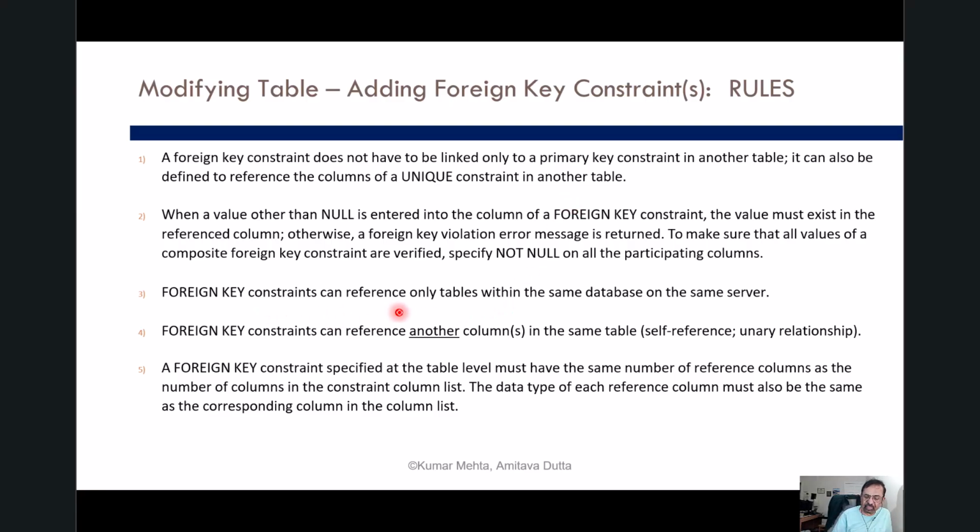Foreign key constraints can reference only tables within the same database. That makes sense. Two separate databases have no connection with one another. So a foreign key from one database cannot reference a table in another database, but within one single database, one table can reference another through a foreign key. Okay. And the data types must match.